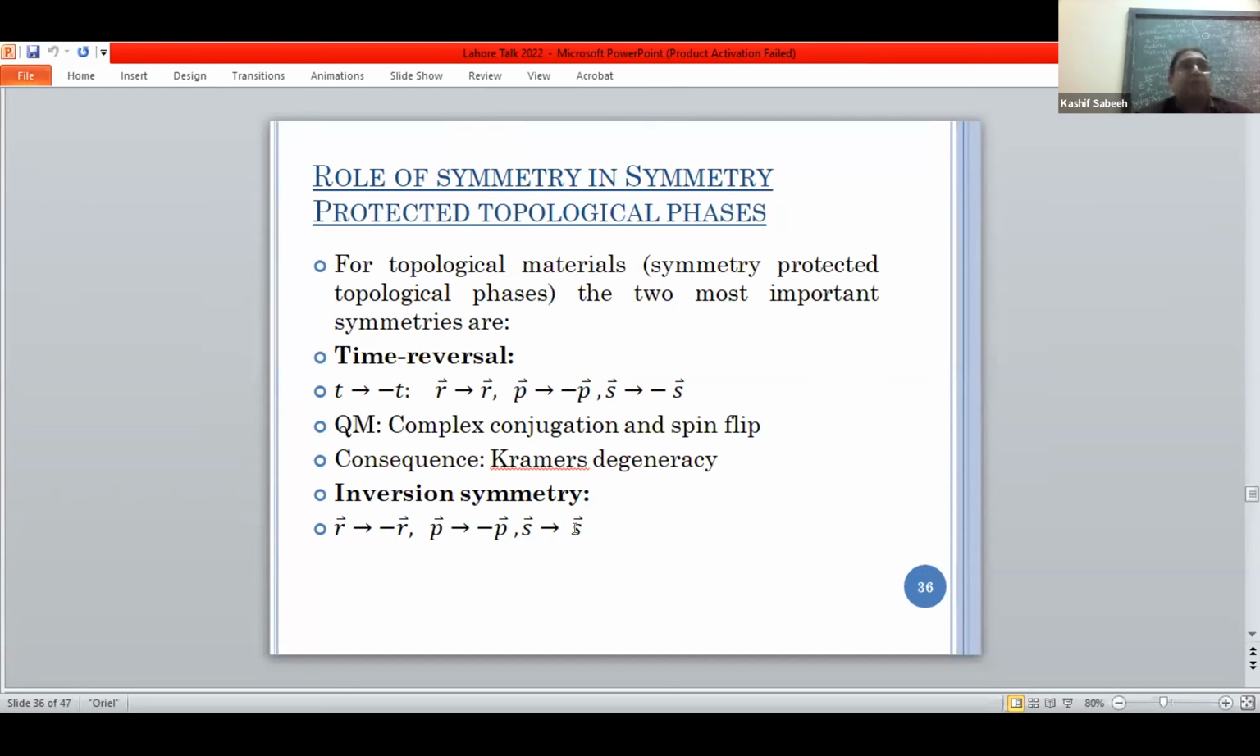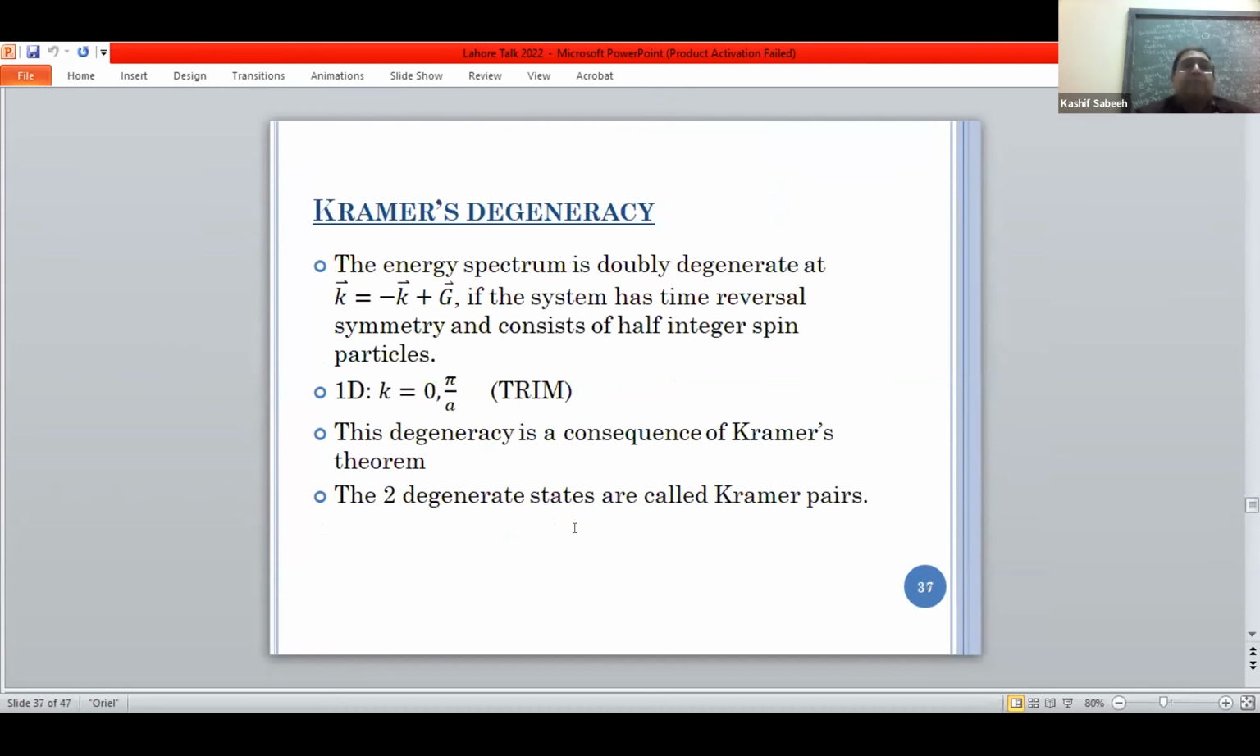Because R and P both flip, so S remains. So important is the Kramers degeneracy. What that means is that if you have an energy spectrum in a system which consists of half-integer spin particles like electrons, the energy spectrum is doubly degenerate at these points, k and minus k.